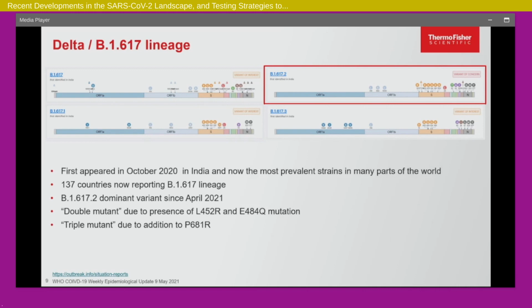And then you had another one, a triple mutant, which had an additional mutation, P681R. When you add all these mutations together, as you can see, the virus is starting to accumulate them to a point where these strains might become highly transmissible, or the worst possible situation would be that it starts becoming resistant to vaccines. And this is where we really said we need to understand how this virus is evolving and find a way to do more surveillance testing, which is very key.